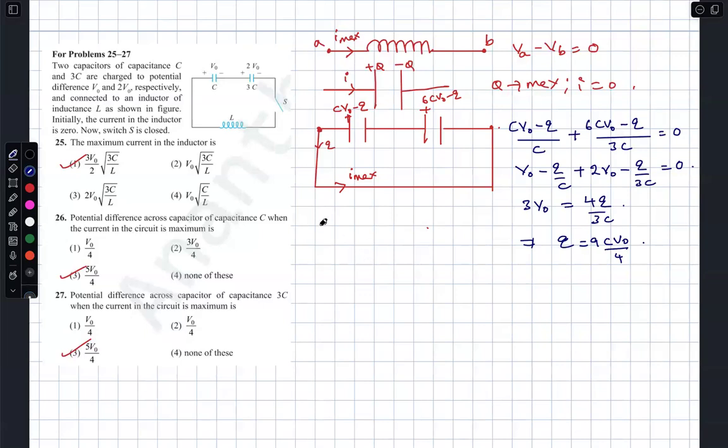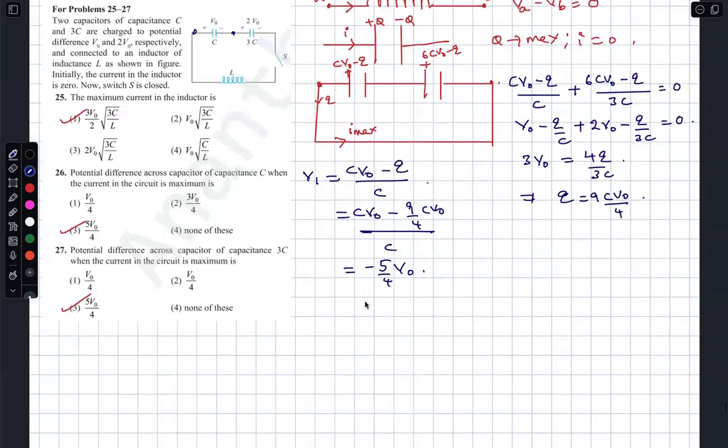Potential difference across the capacitor of capacitance C. Let that be V1. V1 is now CV naught minus Q by C, which is CV naught minus 9 by 4 CV naught by C, which implies minus 5 by 4 V naught. So that is the potential drop.